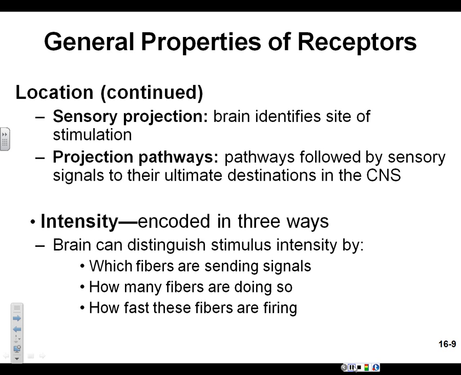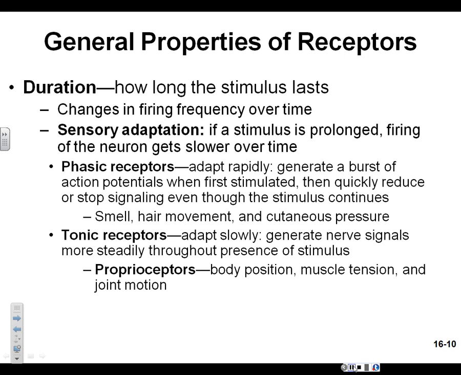Now remember, we indicated that myelinated and unmyelinated fibers have an important role. The myelinated ones fire much faster than the unmyelinated fibers. All right, sensory adaptation. Again, if a stimulus is prolonged, firing of the neurons can get slower and slower over a period of time, where it can become adjusted to that particular stimulus.